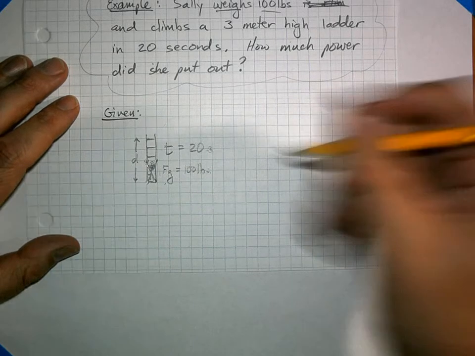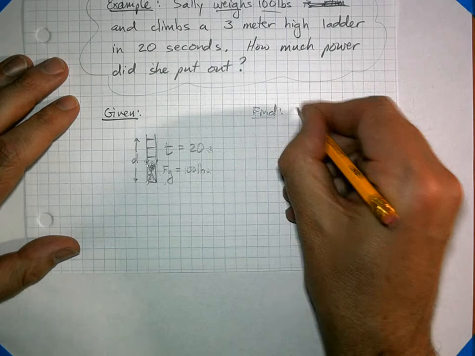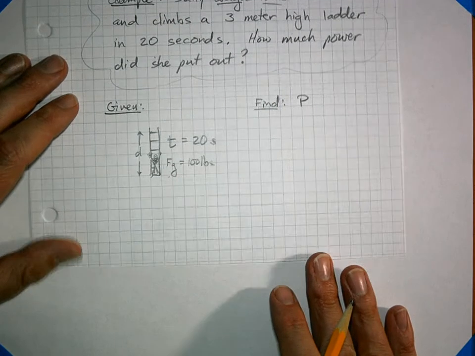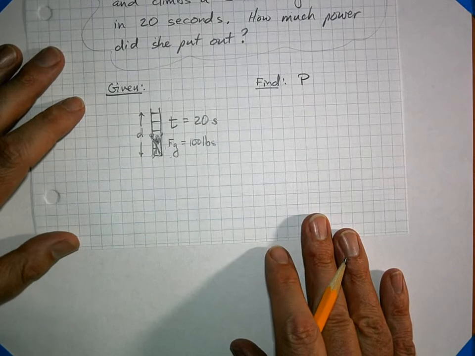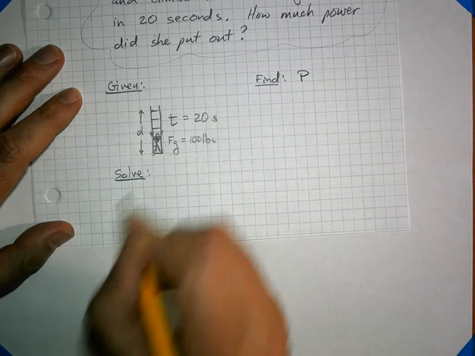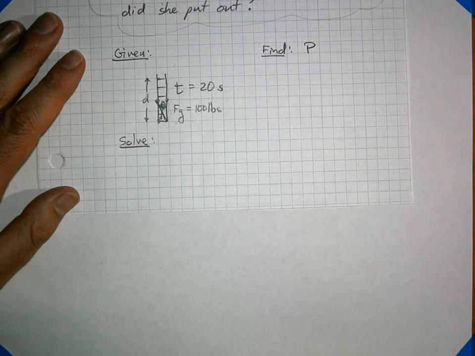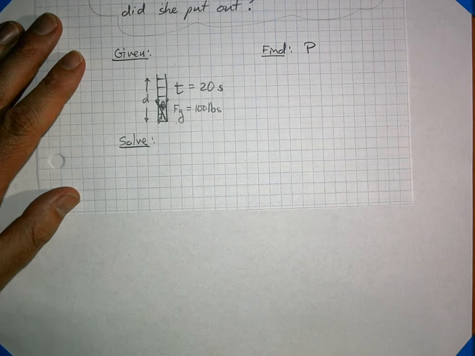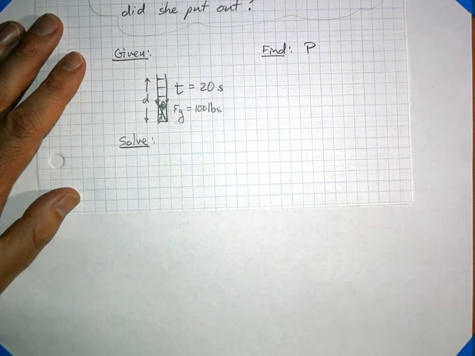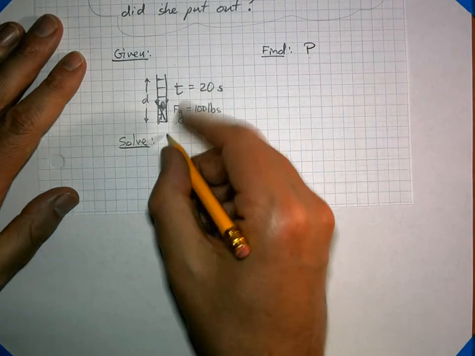Okay, now let's find, what are we trying to find? We're trying to find power. Okay, and well, let's solve it. Now this is a little bit more complicated than the problems that we just went over, because we got to do a couple of things here before we can figure out what power Sally has to use to climb this ladder. But let's start with the formula for power, since that's what we're trying to find.